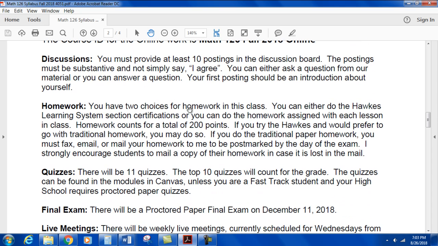Homework: you have 2 choices for homework in this class. You can do either the Hawkes Learning System section certifications, or you can do the homework assigned with each lesson in class. Homework counts for a total of 200 points. If you try the Hawkes and would prefer to go with the traditional homework, you may do so.